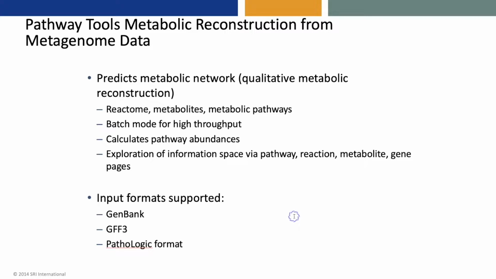Pathway Tools provides a batch mode that can be executed from the command line for high throughput. During this process, the software will calculate pathway abundances if the metagenome input data contains gene abundances. And the resulting pathway genome database that's created will enable exploration of that information space via pathway, reaction, metabolite, and gene information pages that the software generates. The software supports 3 different input formats, namely GenBank format, GFF3 format, and our own format called Pathologic format.